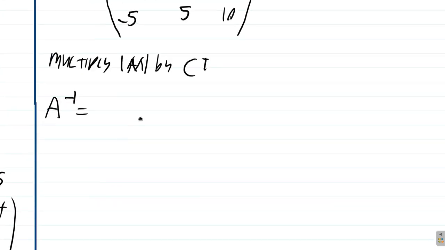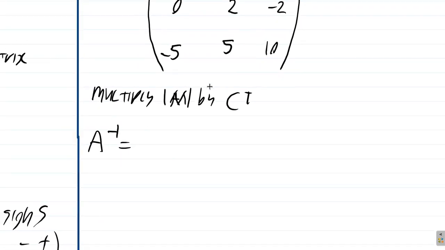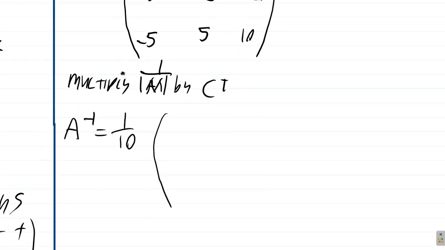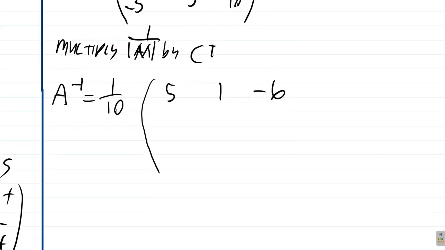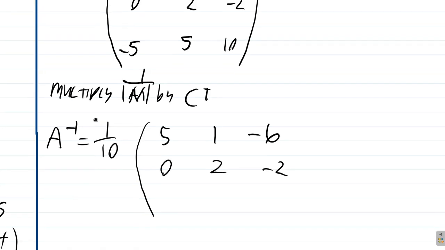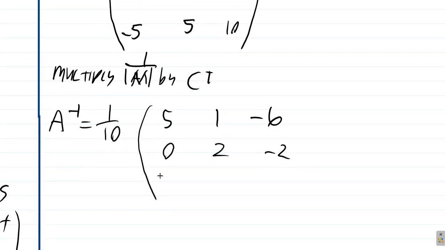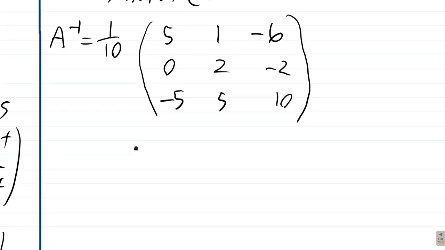Determinant is 10. Oh, 1 over 10. Multiply 1 over the determinant times the matrix of cofactors, which is 5, 1, negative 6, 0, 2, negative 2, negative 5, 5, 10. Alright, that's the inverse.